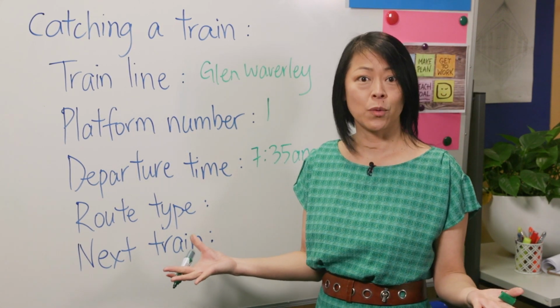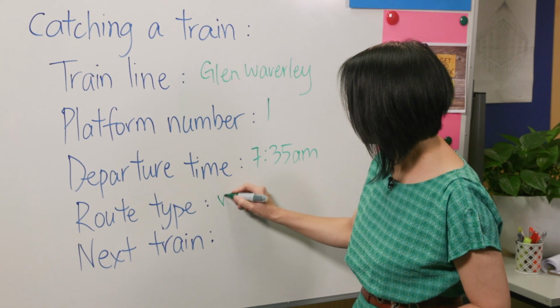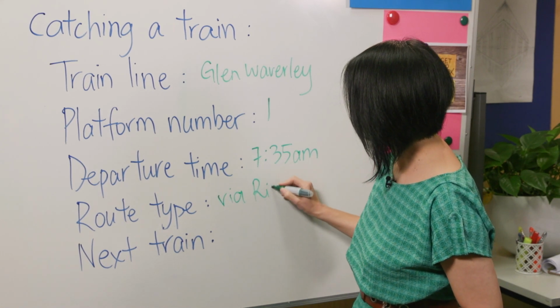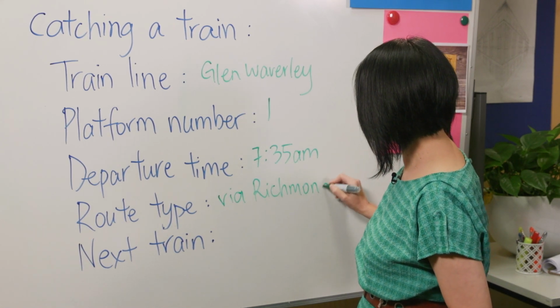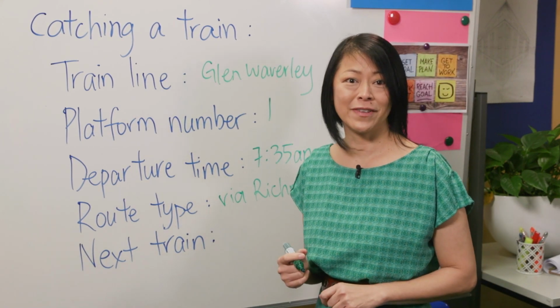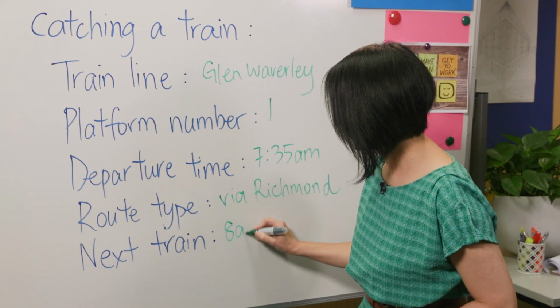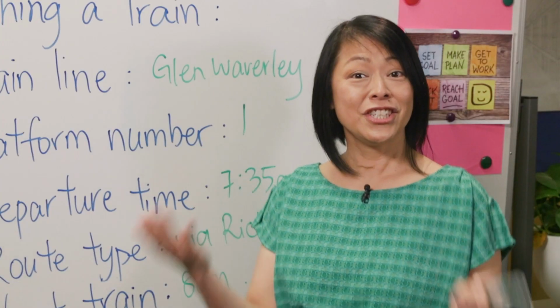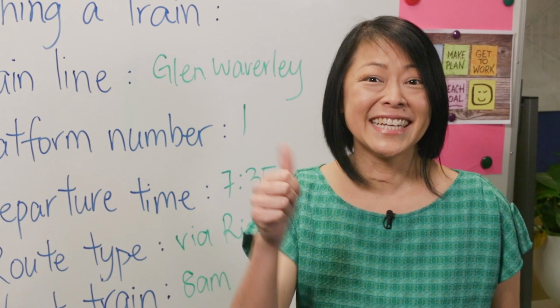How is it going to Glen Waverley? It's going via Richmond. What time is the next train to Glen Waverley? 8 a.m. Did you get all of that right? Well done if you did.